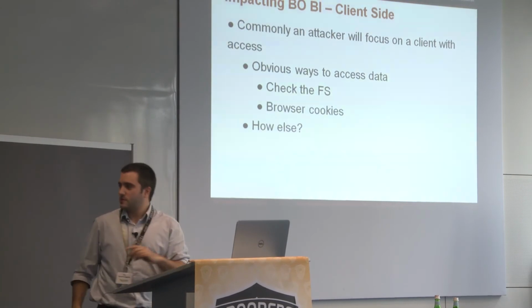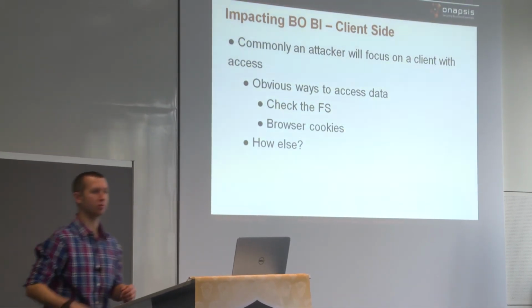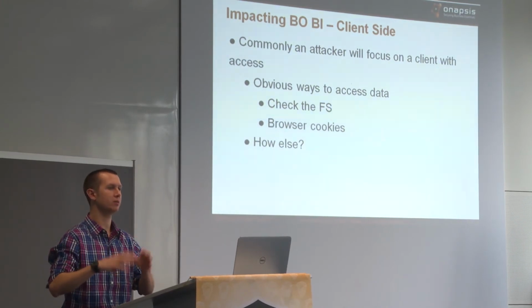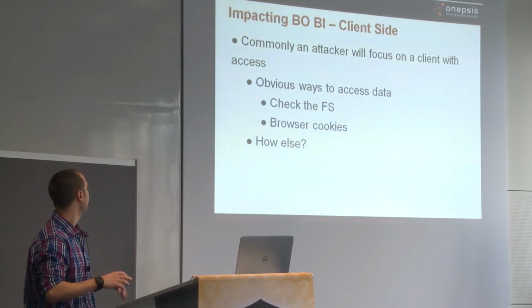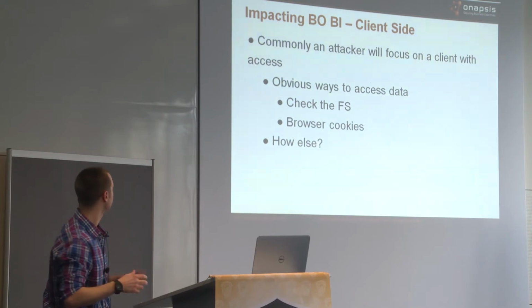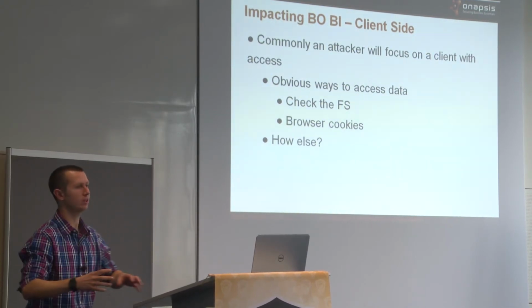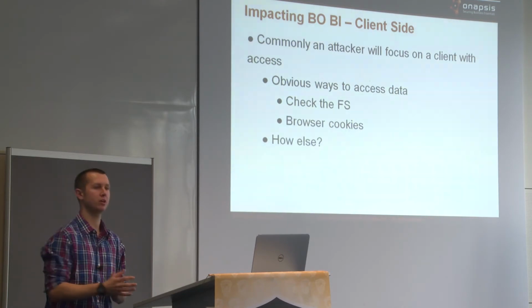So this is keeping with the compromise idea. We can imagine how somebody has attacked a client at this point. So maybe pass the hash. Anyways, the attacker is actually going after somebody who has access to BusinessObjects. And so commonly, when we would do pen tests, you'll look for a couple things, right? I mean, these are really obvious.